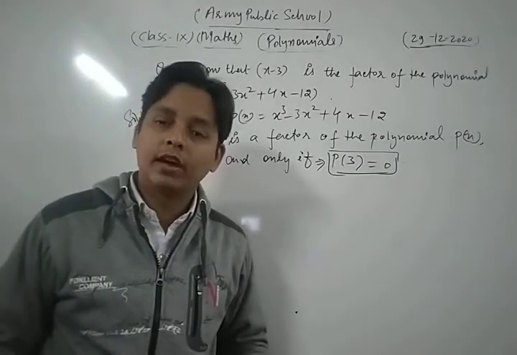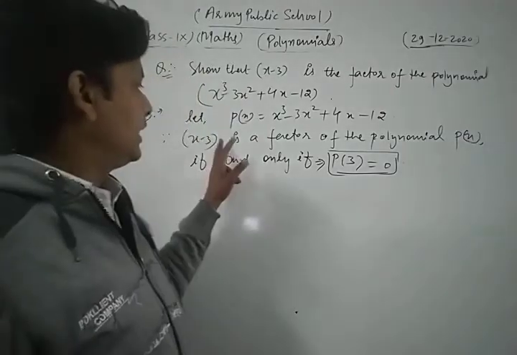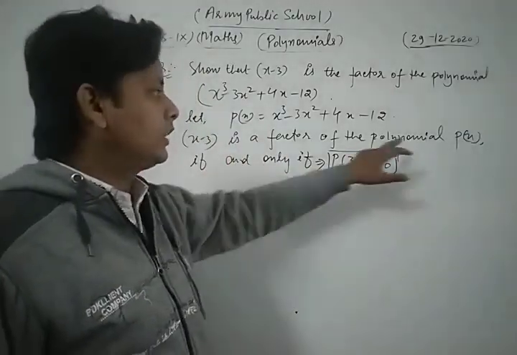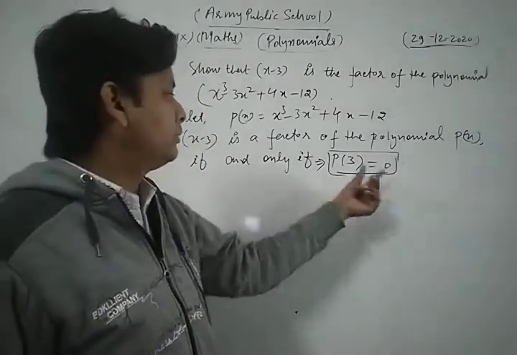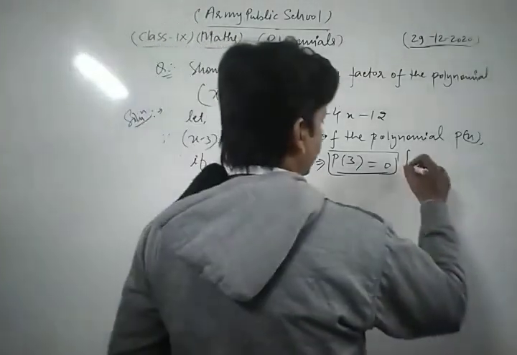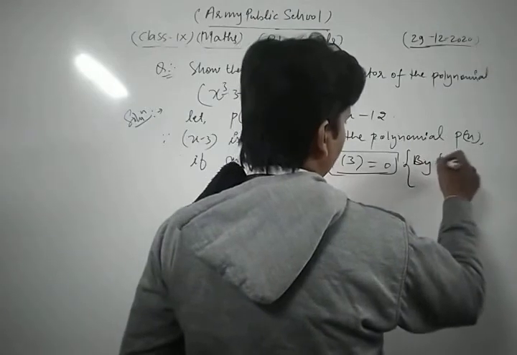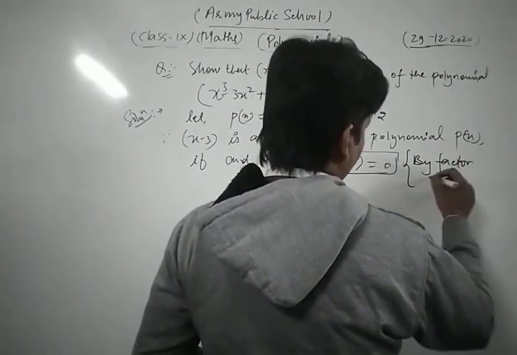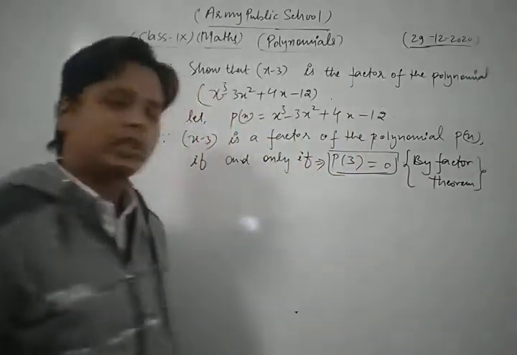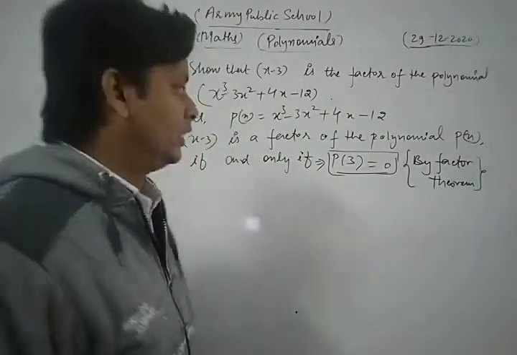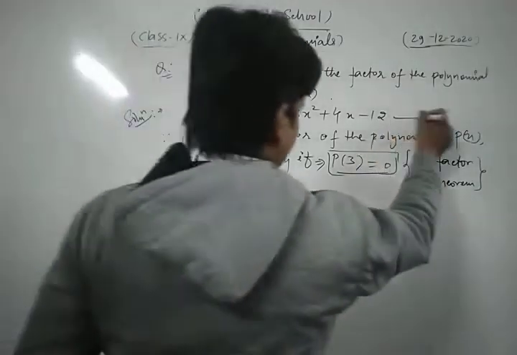Okay, dear friend, why? Let's see. Here we take that x − 3 is a factor of the polynomial p(x) if and only if p(3) must be equal to 0. By which theorem, dear friend? By the factor theorem. Thus, we take this as equation 1.